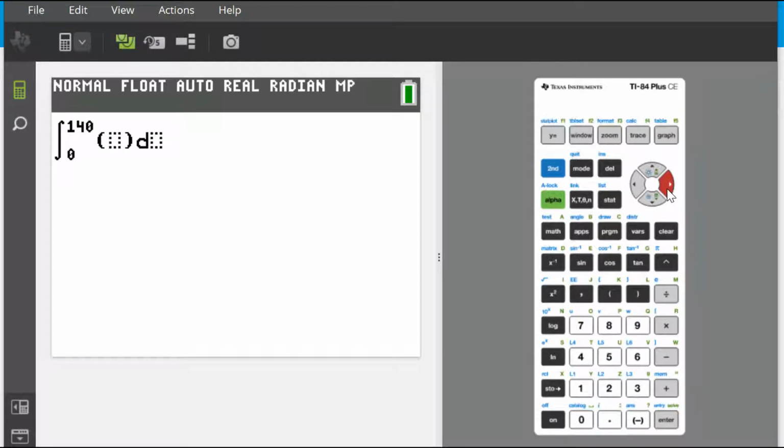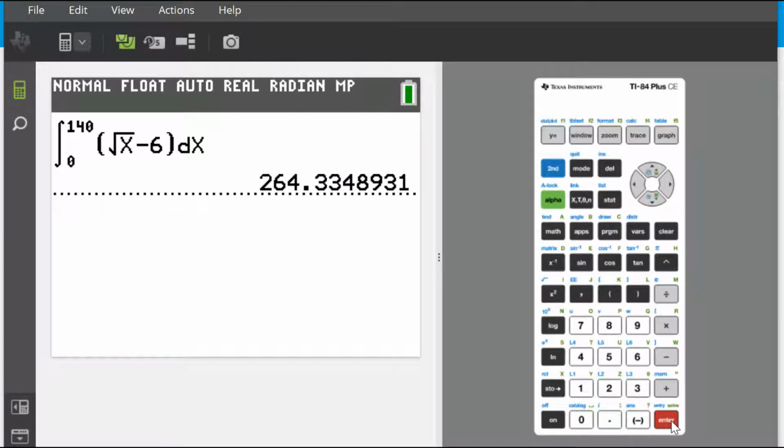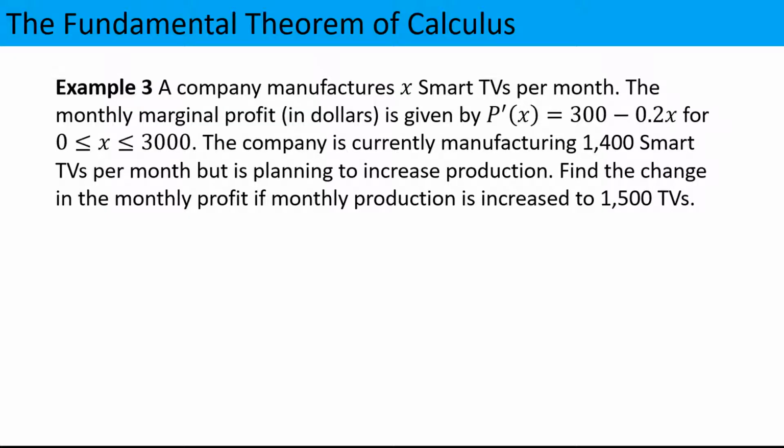Let's scroll down and into the big parentheses, put in the function, which would be the square root of x, and then we also need to do minus 6, and let your calculator know that you're computing in terms of x. Now, when you click on enter, you get the output, which is 263.3348931.